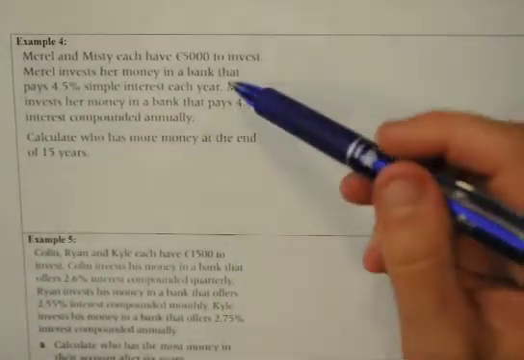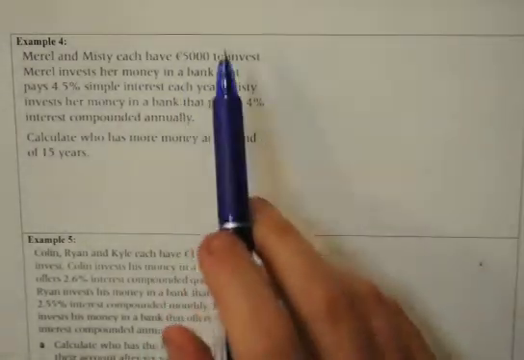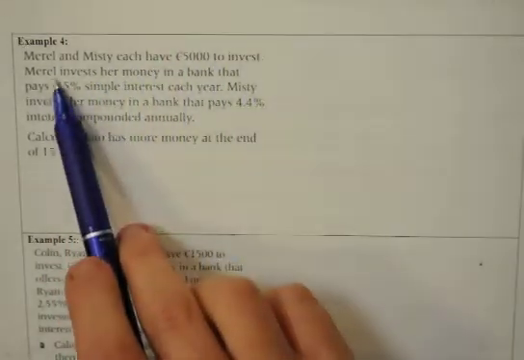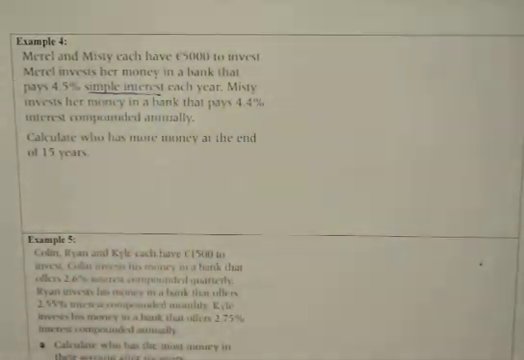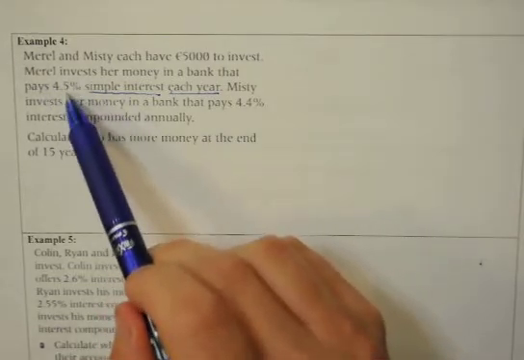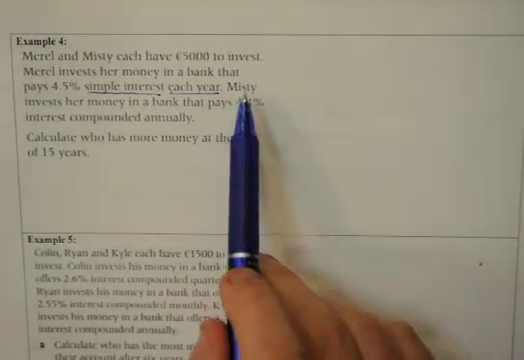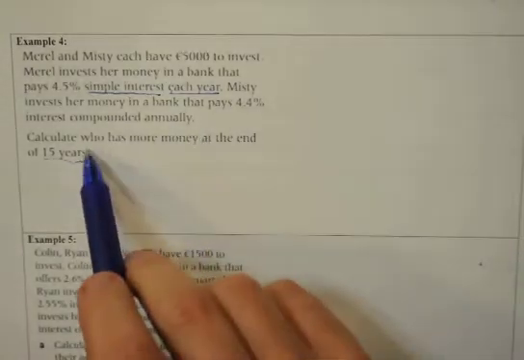Here's a couple examples right here. This comes from more of an IB sort of question. The other questions were real life. Meryl and Misty each have 5,000 euros to invest. Meryl invests her money in a bank that earns 4.5% simple interest each year. So what that means is you're taking your 5,000 euros, multiplying by this amount, and then you do that the number of years that you have. So we're doing 15 years. So calculate who has more money.